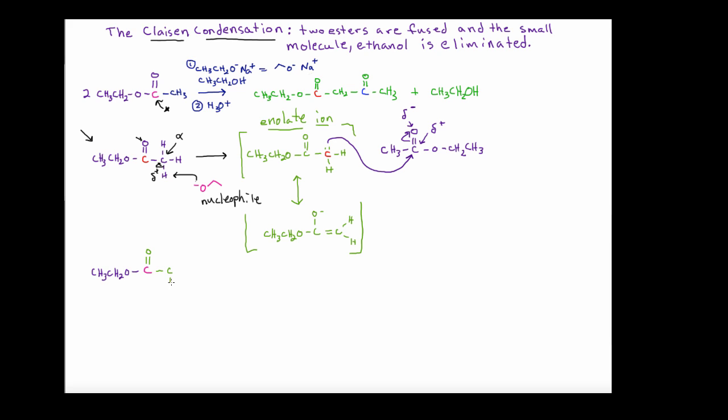Here's our alpha carbon that was the carbanion. Notice that we still have two alpha hydrogens in play here, and that's going to be important to us in a minute. And then here's the result of this initial nucleophilic attack. This is the part that was the ester, and then this is the CH3 group.